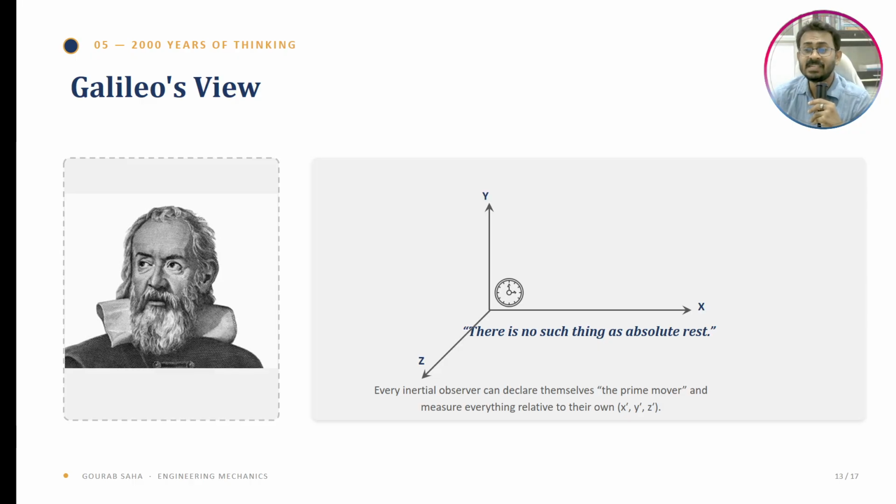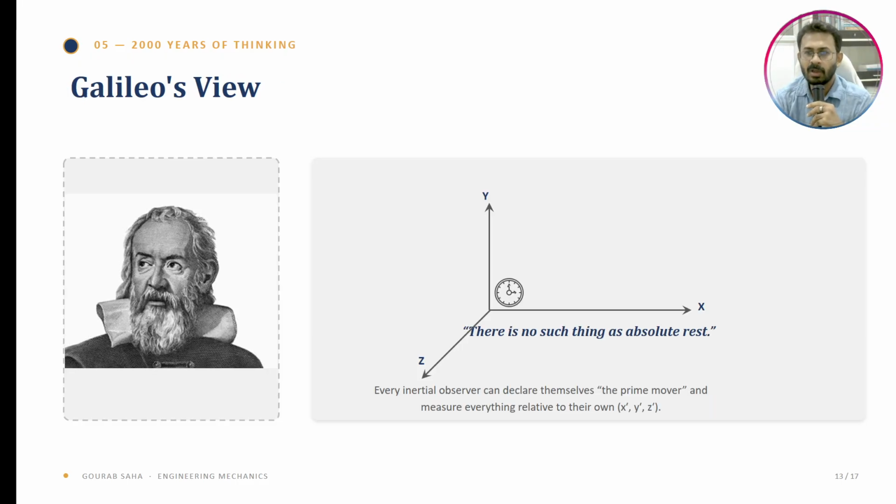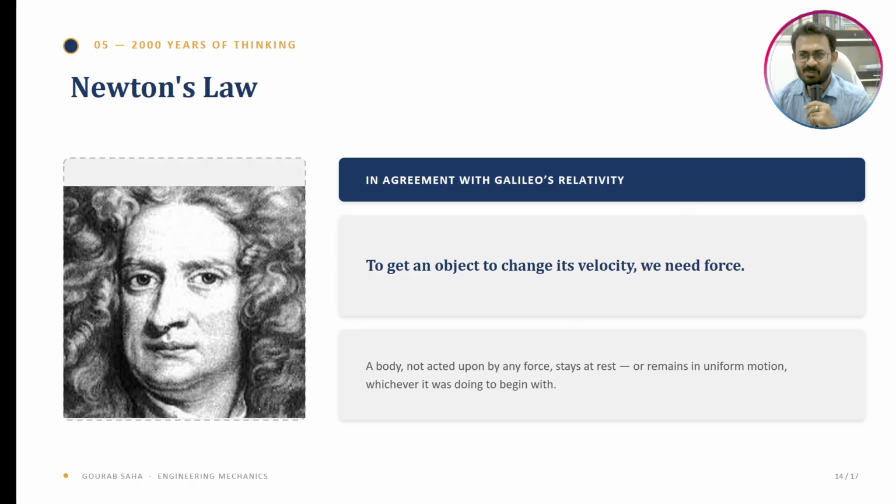But how long did it take for human civilization to challenge the concept of absolute rest? Well, we took 2000 years. Can you understand? 2000 years, how many generations have come and gone? And this is the idea that we got after 2000 years. Interesting, isn't it? Now let's see what happens with Sir Isaac Newton.